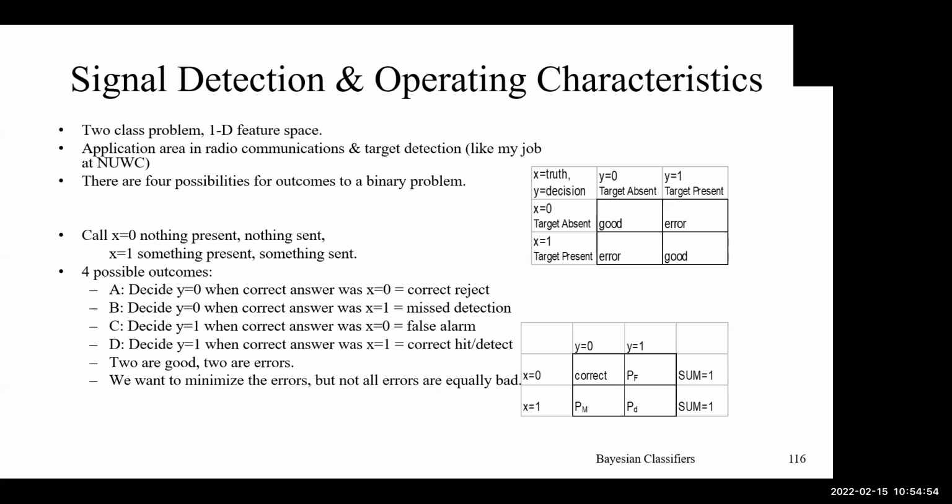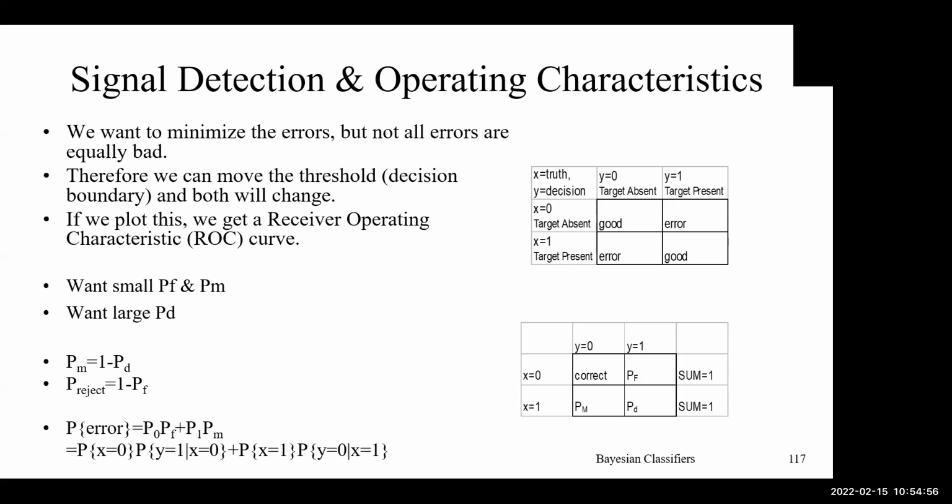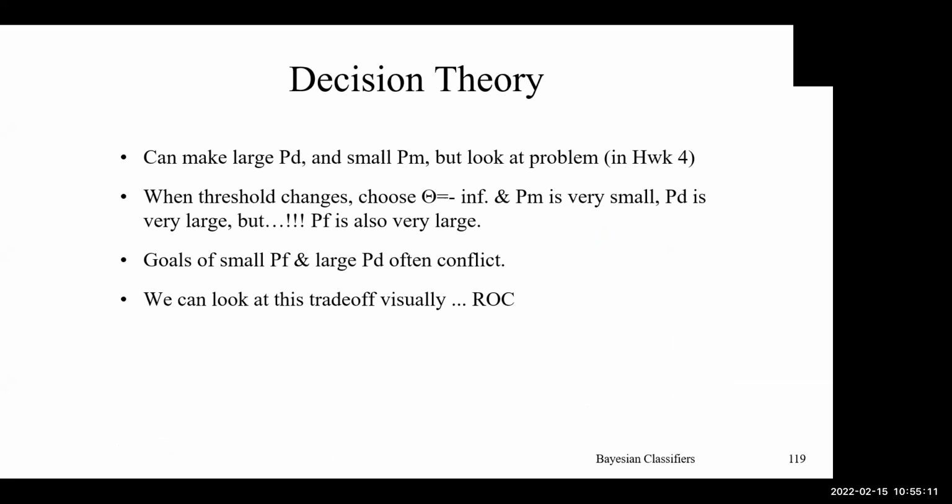These are a couple things you can read at home with just a little bit of extra stuff in there. Our goal is to minimize errors, but not all errors are equally bad. We want to decrease our errors, probability of false alarm, probability of misses. More stuff to read at home.